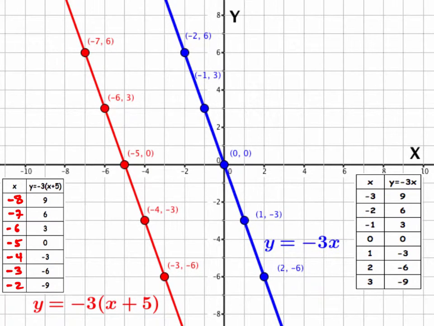One more real quick example. How about the ordered pair 0, 0 on our original graph? Of course, 0 equals negative 3 times 0. That's why it makes this blue equation true. That's why it's on our blue graph.